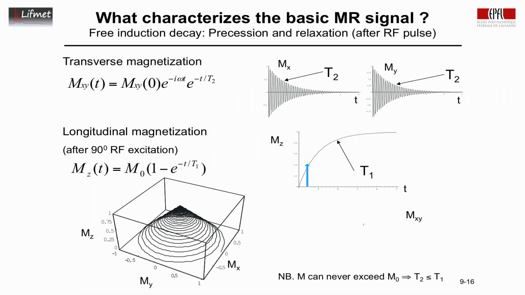Okay, so we also have a condition here that we can never exceed the equilibrium magnetization M0, and this is a constraint, that is, if we look at the norm of the total magnetization vector, it cannot be bigger than M0, and this typically implies that T2 is not bigger than T1. It is typically much smaller, but certainly it does not exceed T1.